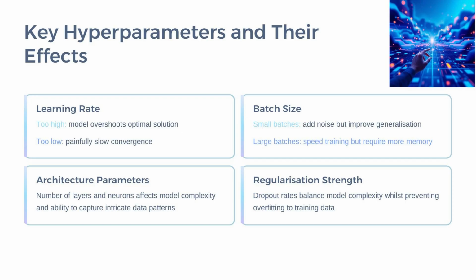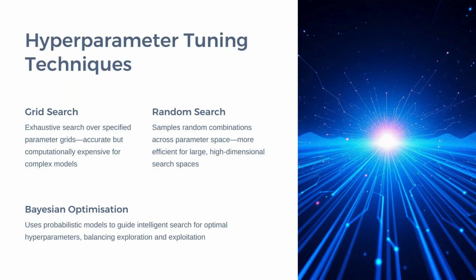Third point, architecture parameters. The number of layers and neurons affect the model complexity and its ability to capture and integrate the data patterns. Fourth, regularization strength and dropout rates balance model complexity, preventing overfitting to the training data.